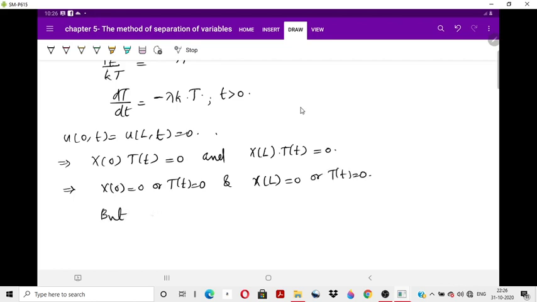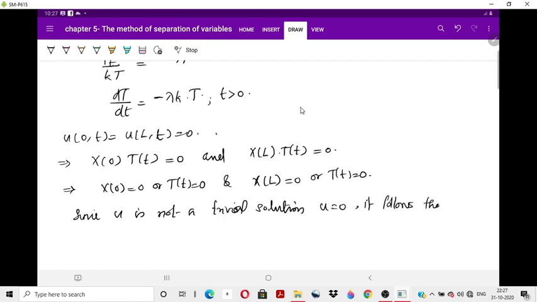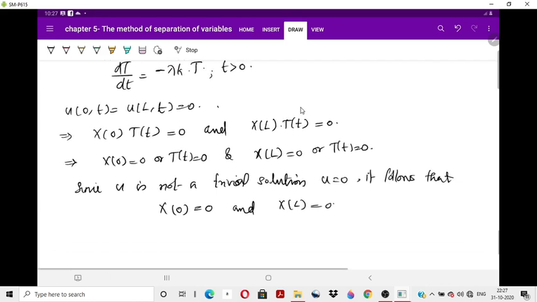But we need a non-trivial solution. Since u is not a trivial solution, u not equal to 0, it follows that from the first equation the only possibility is X of 0 equal to 0, and from the second one we have X of L equal to 0.